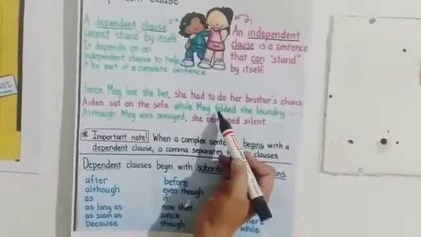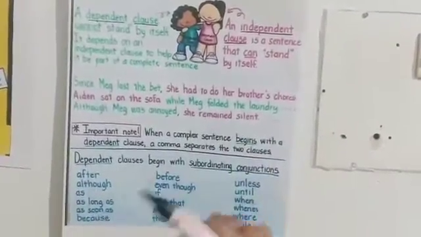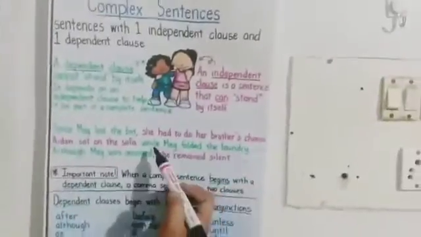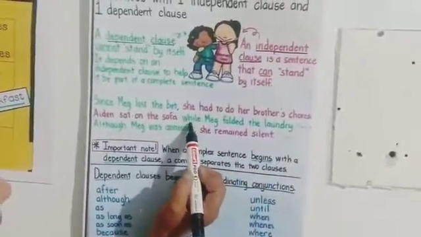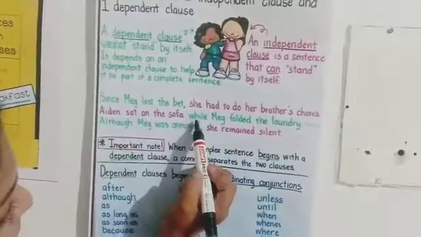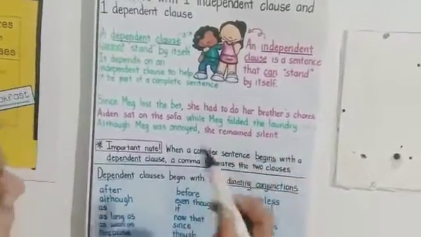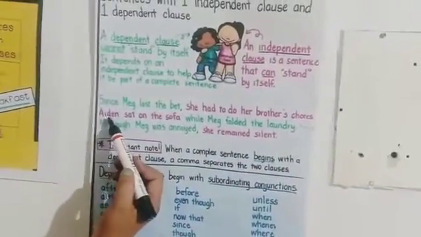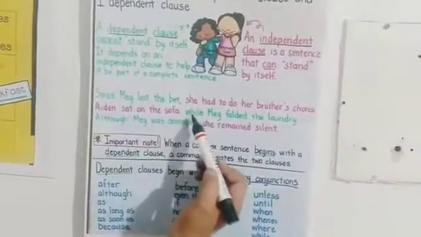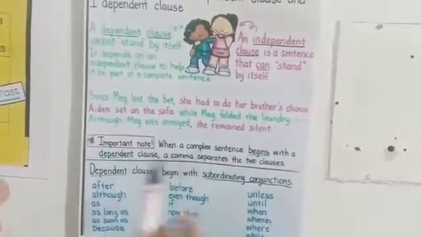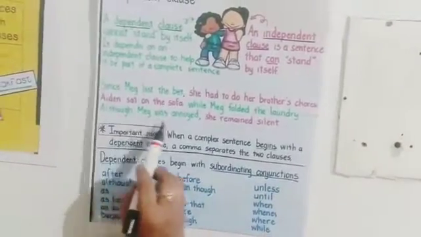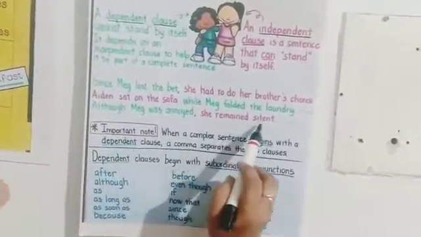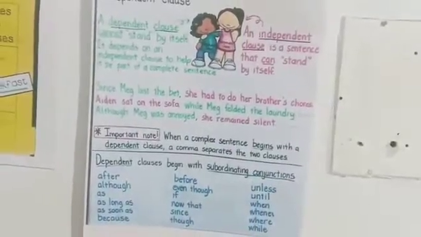Again, one dependent clause. That means another sentence that is not a complete sentence: Meg folded the laundry. This sentence depends on a subordinating conjunction, that is while. Okay. The sentence, Aiden sat on the sofa while Meg folded the laundry, is an example for structure 1. Then, although Meg was annoyed, she remained silent. That is an example for structure 2.